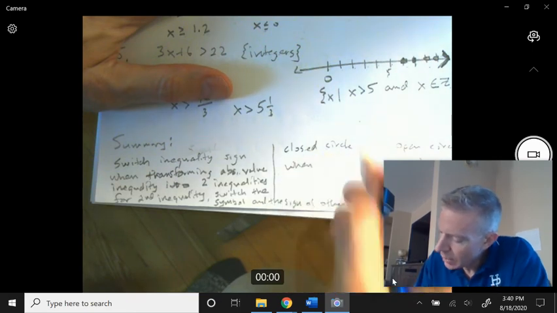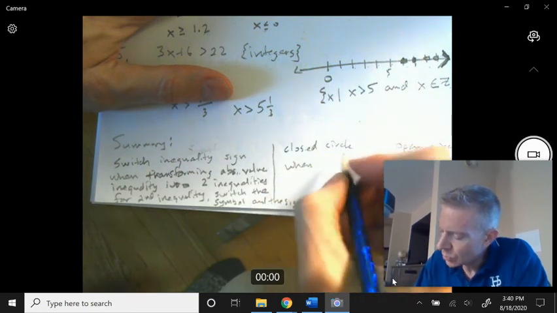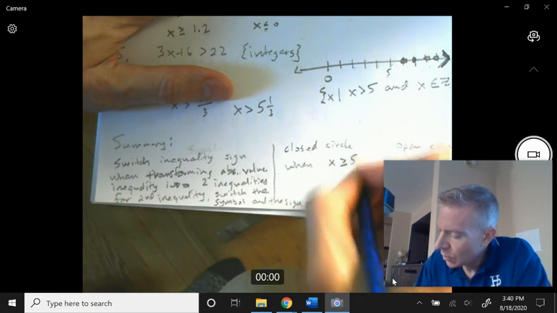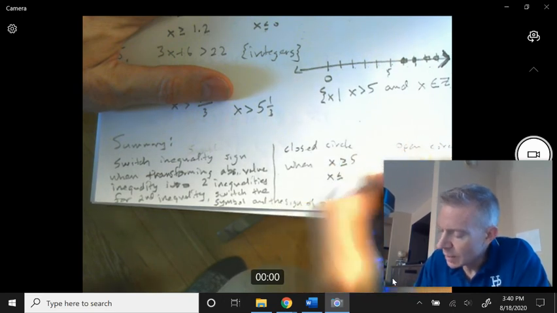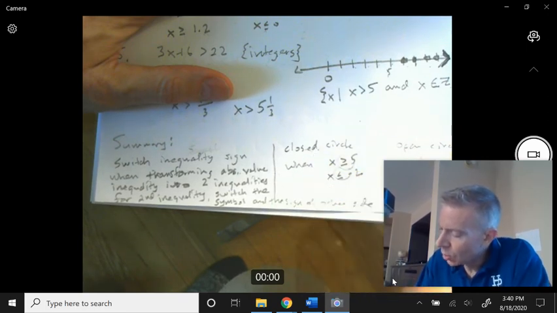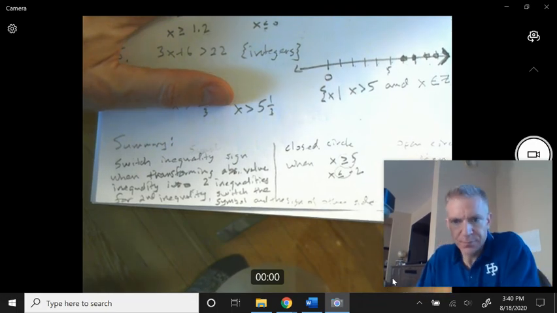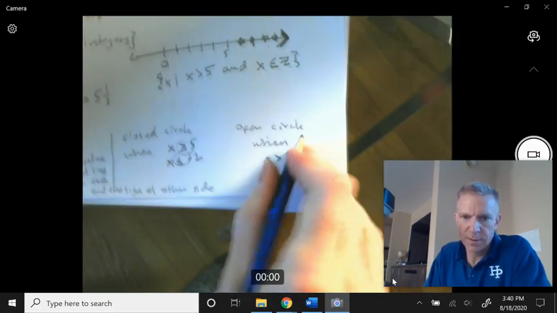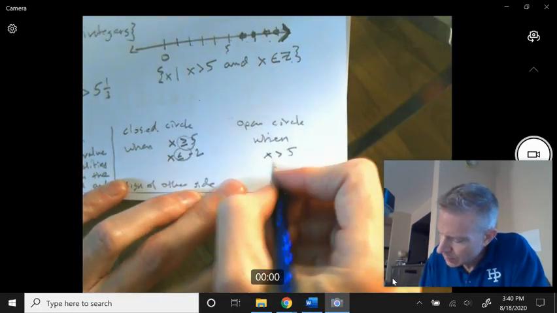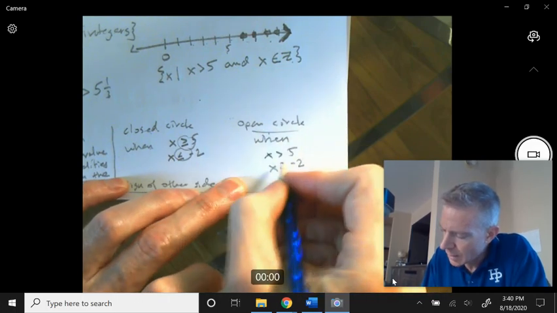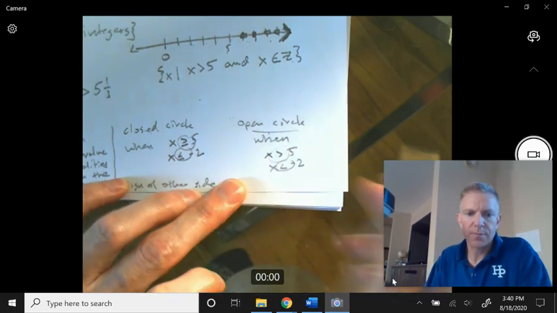Closed circle when you have an or equal to. So for instance, when x is greater than or equal to 5, or x is less than or equal to -2. So closed circle when you have the or equal to. Open circle when you have just greater than, so you can see it, x greater than 5, or something like x less than -2. Open circle when you just have greater than or less than. All right.